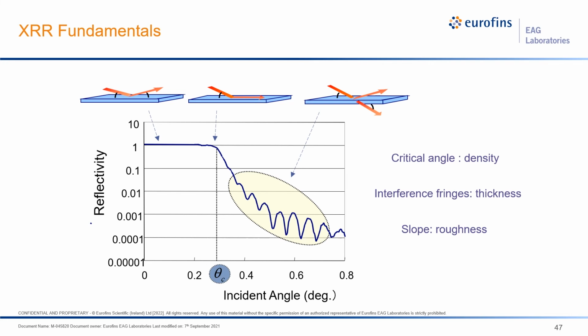The critical angle is solely a function of the density at the top 30 to 40 nanometers of the sample. As the X-rays penetrate the sample, they are reflected from buried interfaces, and their interference with one another produces a pattern of interference fringes. The periodicity of these fringes depends upon the layer thicknesses, and the slope, or how quickly the intensity decays, is a function of the roughness of the surface that the X-rays encounter.